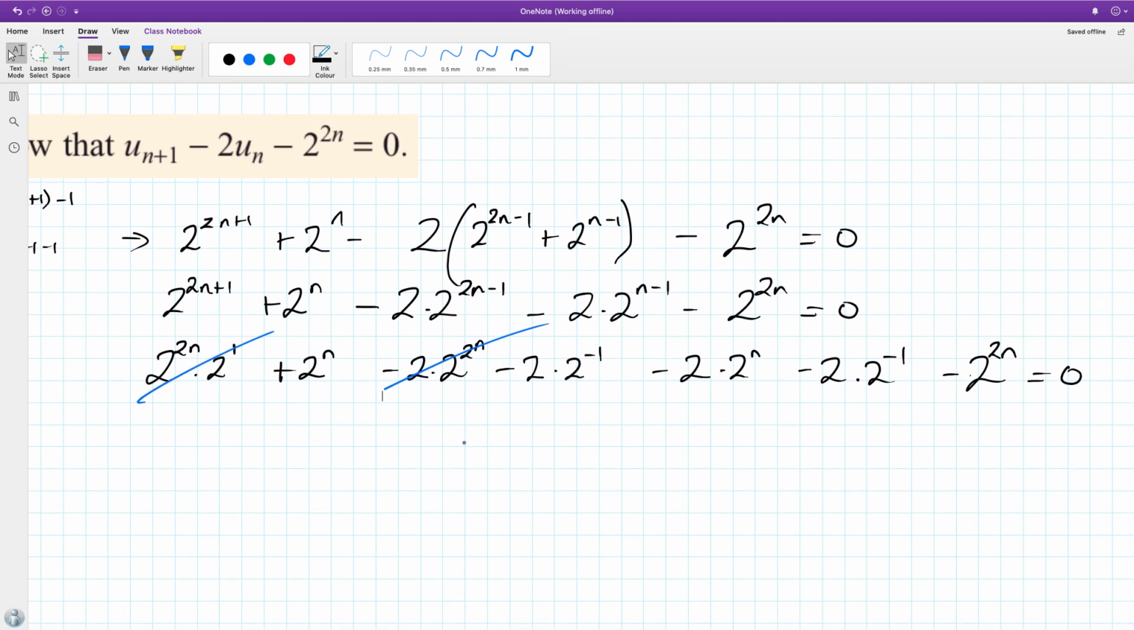Right. And Nils. So on our next line, 2 to the power of n minus 2 times 2 to the power minus 1 minus 2 by 2 to the power of n minus 2 times 2 to the power minus 1 minus 2 times 2 to the power of n is equal to 0. Anything else?